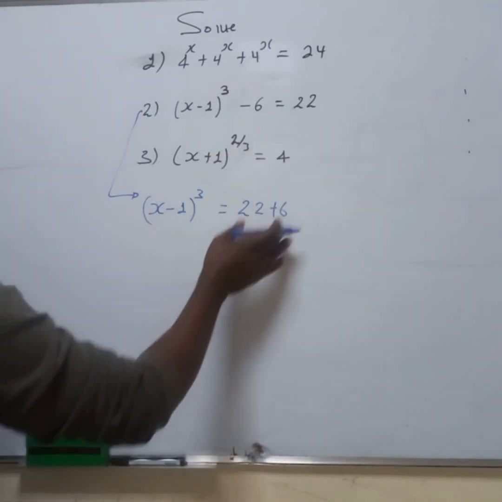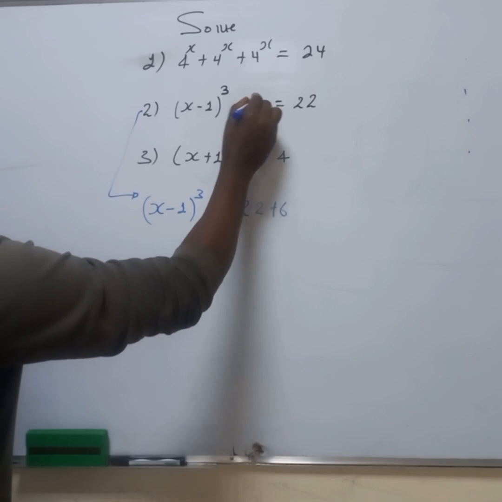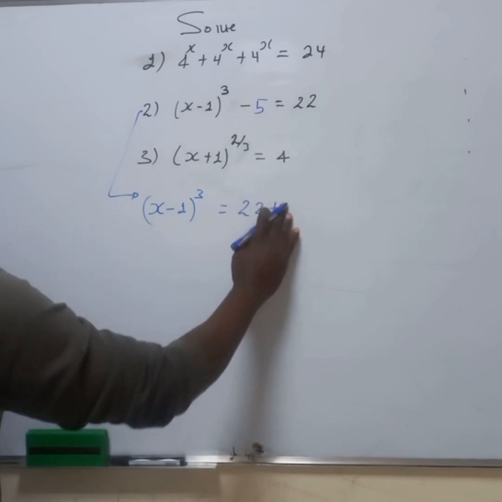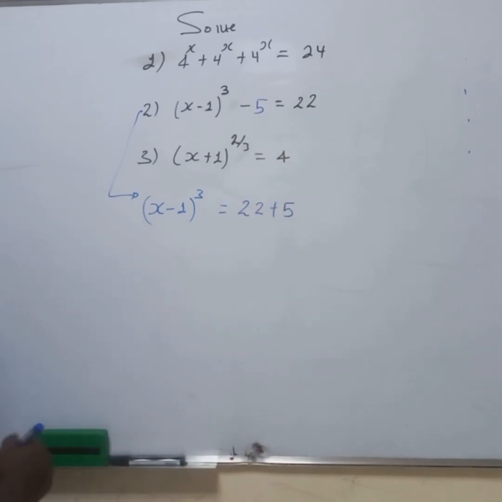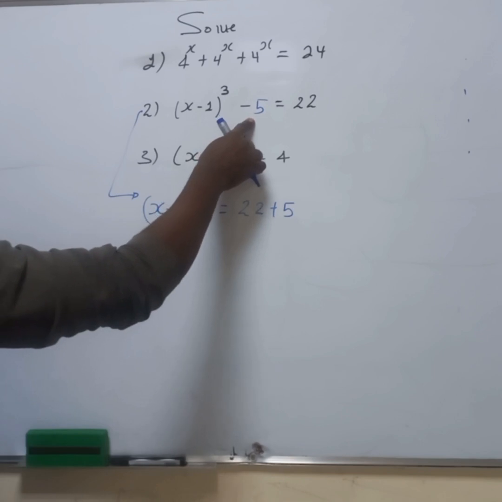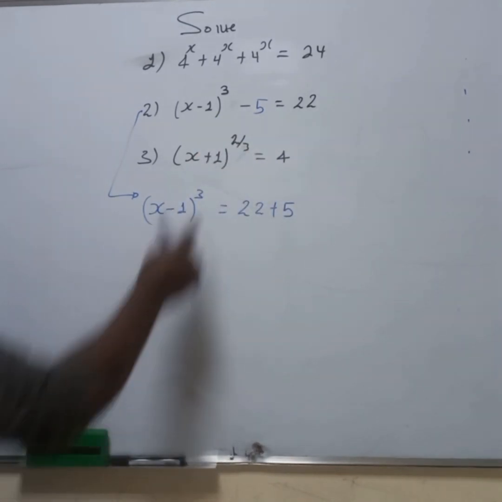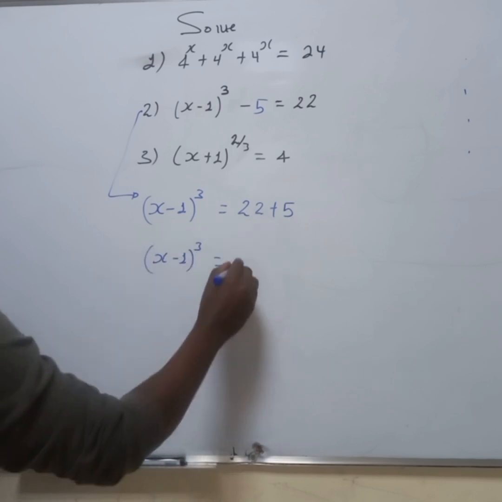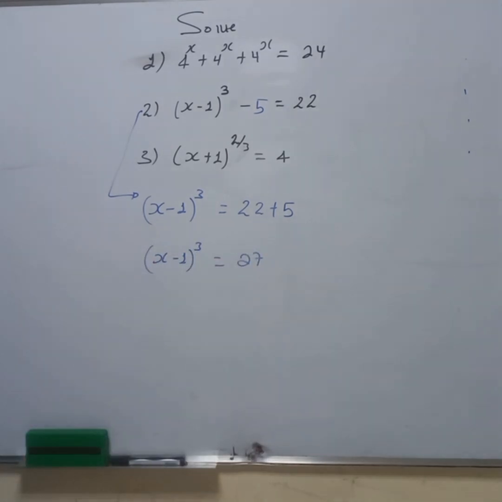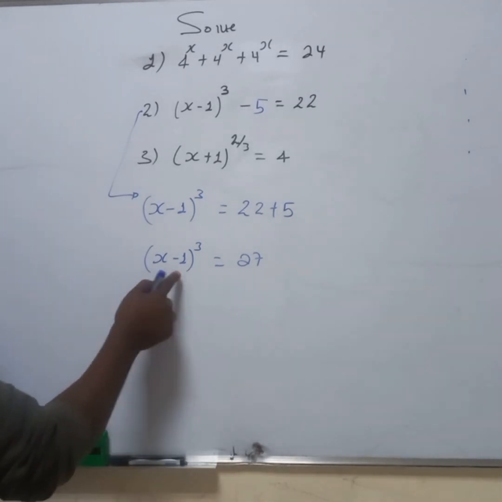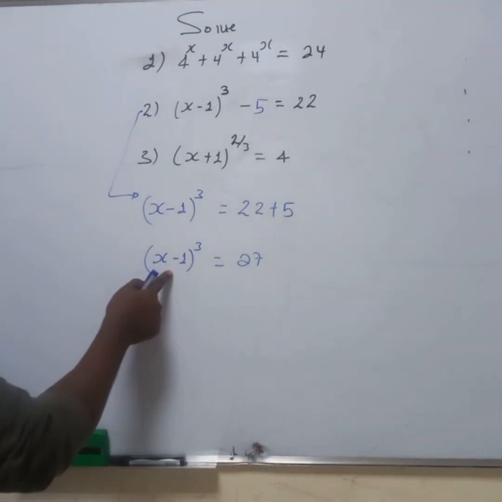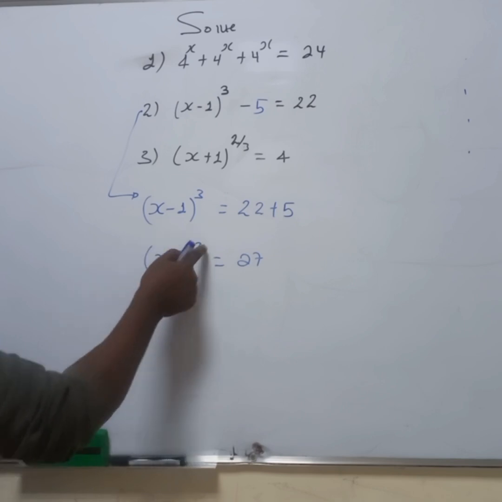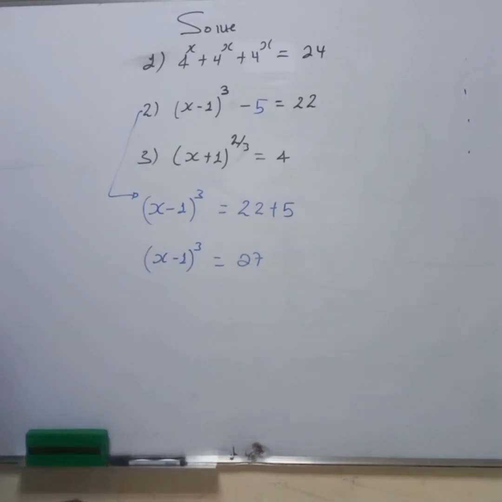So now when you move this one to the right, that will be plus, because it's minus on the left. So (x minus 1) to the power of 3 is equal to 27. This is the result. So, in order to evaluate the value of x, this is (x minus 1) to the power of 3, which is equal to 27.